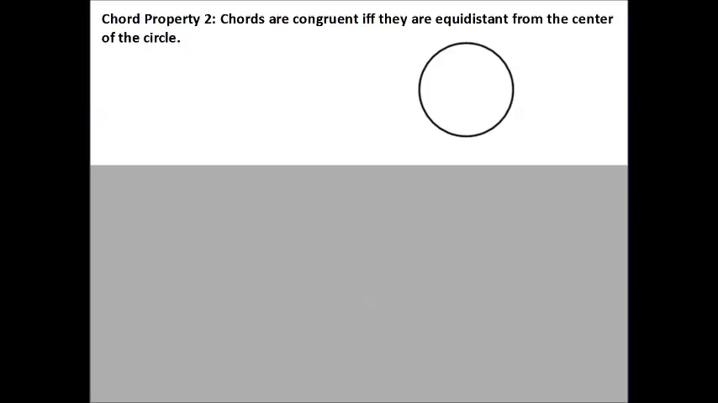Chord property 2 says chords are congruent if and only if they are equidistant from the center of the circle. So they have to be the same distance away from the center. Let's imagine we have two chords in the circle. And if we have our center here, first we have to figure out the distance of these chords from the center. Remember, we're measuring the distance with the shortest segment, and that always has to be perpendicular.